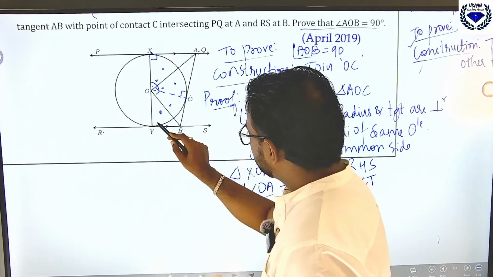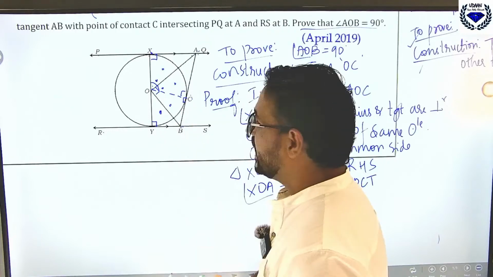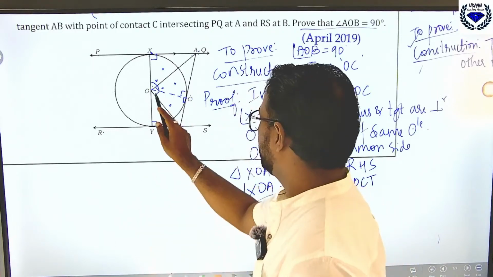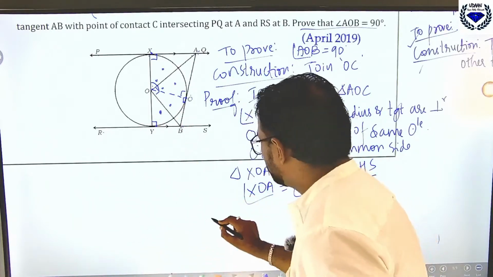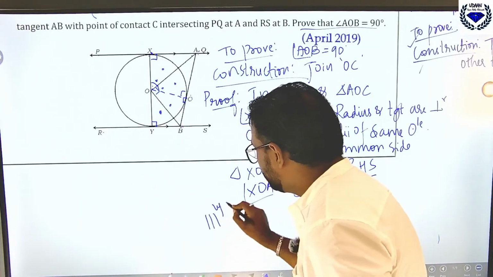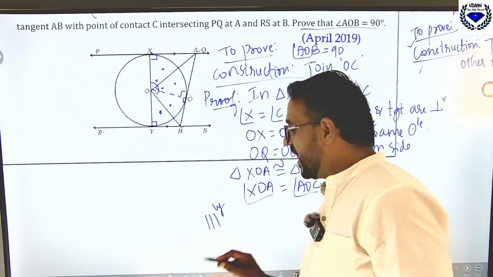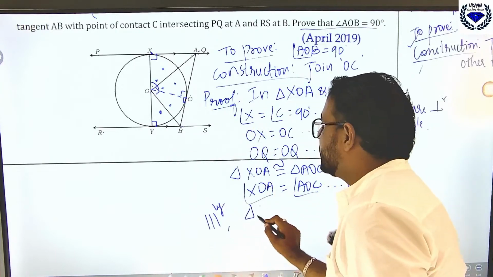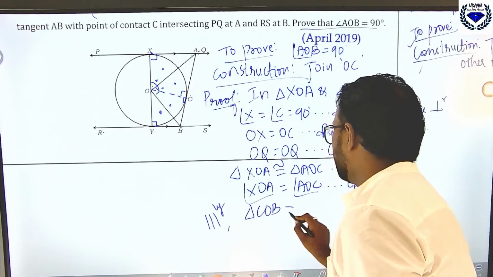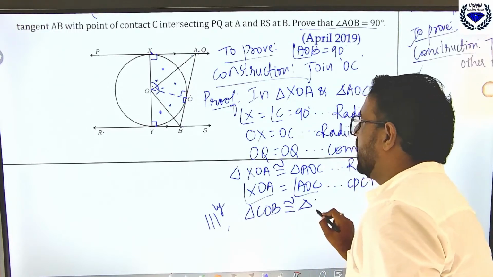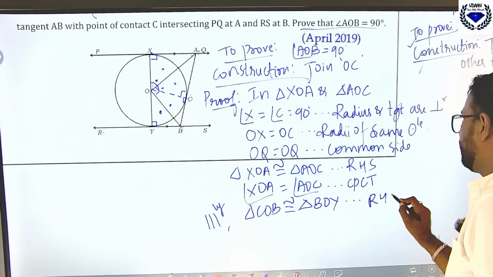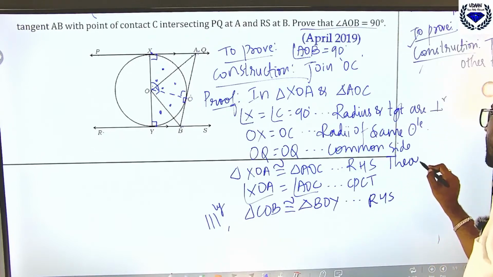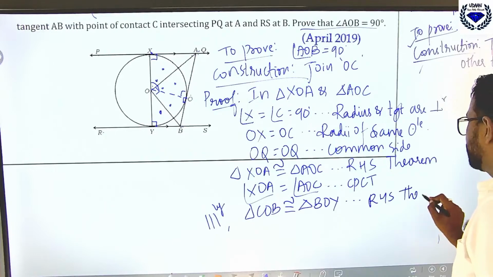See here, angle Y and angle C are what? 90 degrees, because radius and tangent are perpendicular. OB is common, and OC and OY are radii. What you should do is write only similarly. Similarly means triple one, you write RHS. That means triangle COB is congruent to triangle BOY. Why? RHS theorem. You can write theorem, or RHS postulate, or RHS congruency rule.